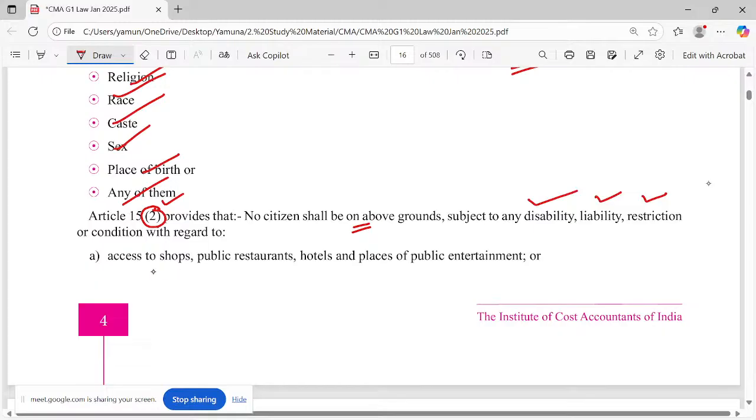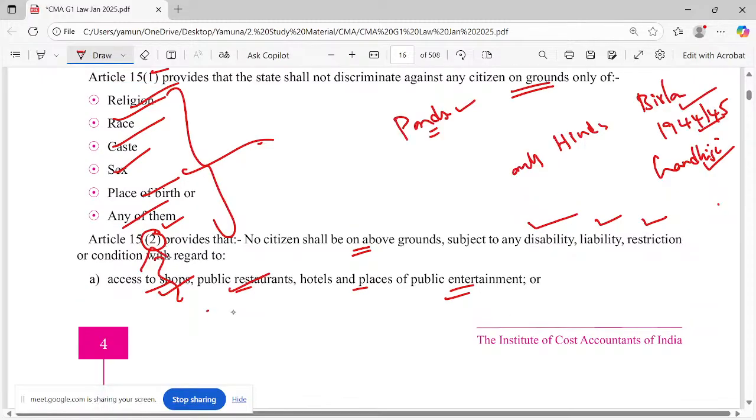You may not say no access to shops, public restaurants, hotels or places of public entertainment. And 2 says you cannot restrict with respect to this disability or liability or restriction. You cannot restrict a person to access the shop. Even though it is in temple premises, you are running a hotel or public restaurant, you cannot ask the other religion persons to come and you should not come and take the food at all. You cannot say that. Public restaurants, hotels, places of public entertainment, you cannot do so. Okay.